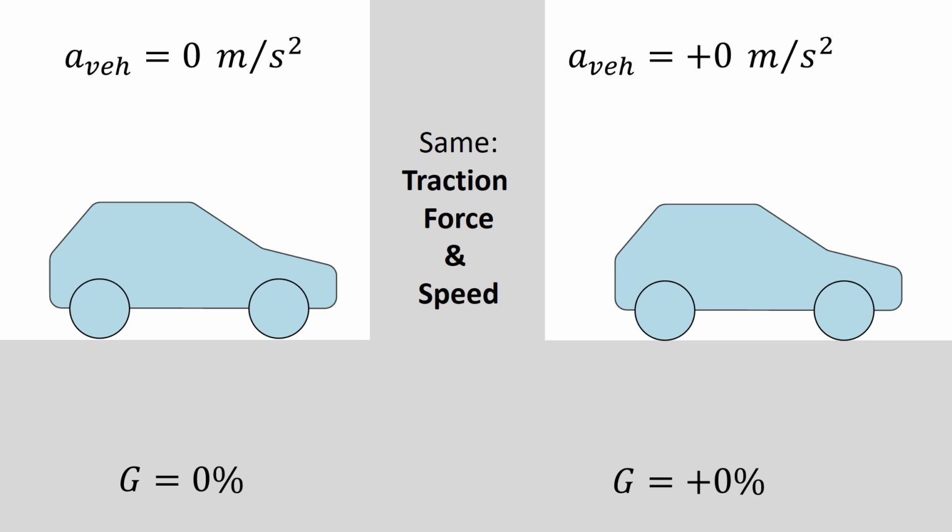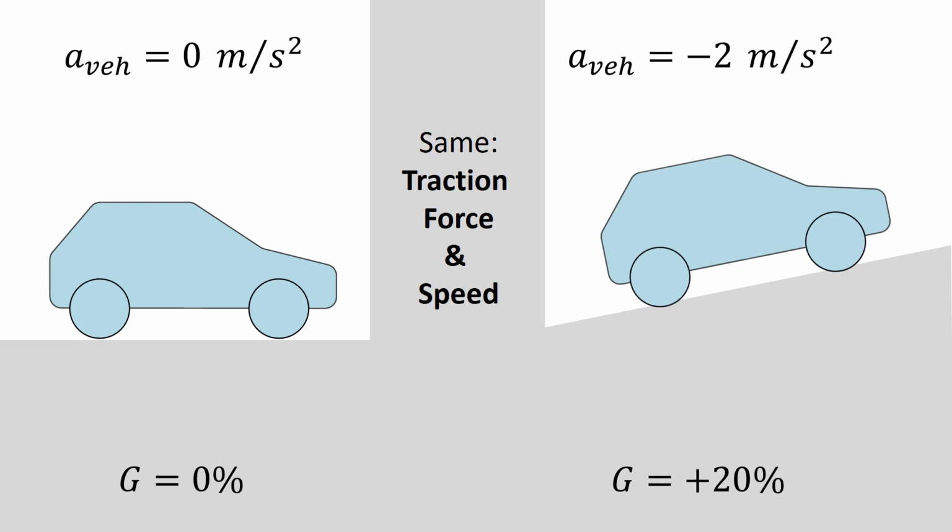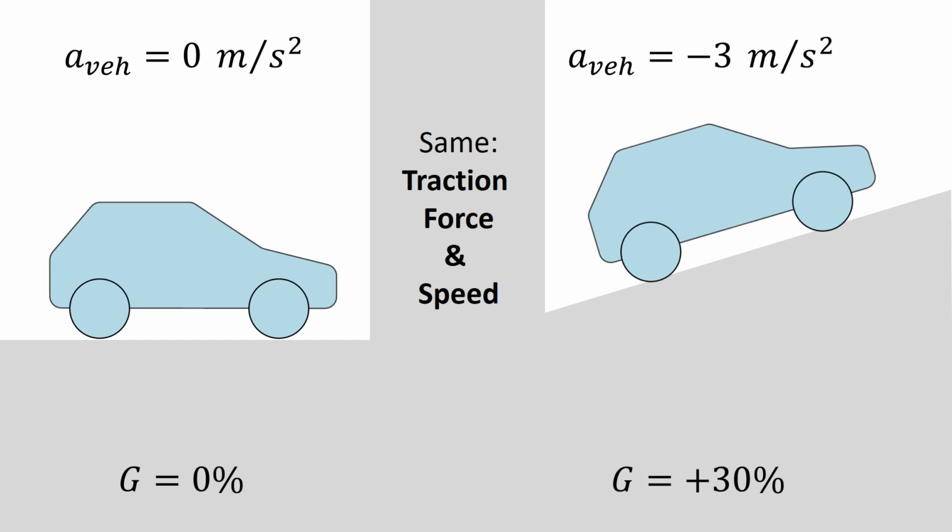Uphill the acceleration becomes negative as the gradient force changes sign. +10% leads to -1 meter per second square, +20% leads to -2, and +30% leads to -3. This illustrates that the force from a -10% gradient is sufficient to accelerate the vehicle 1 meter per second square, or vice versa, a force which can accelerate the vehicle 1 meter per second square is sufficient to climb a 10% gradient at constant speed.